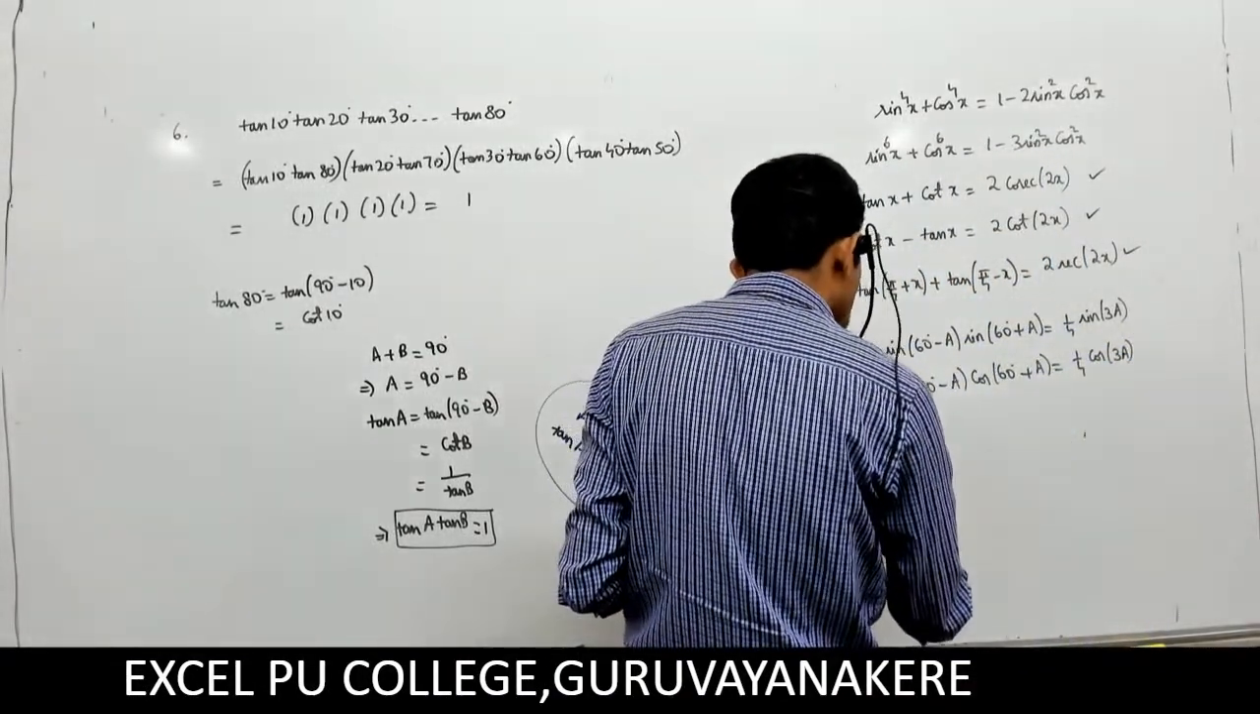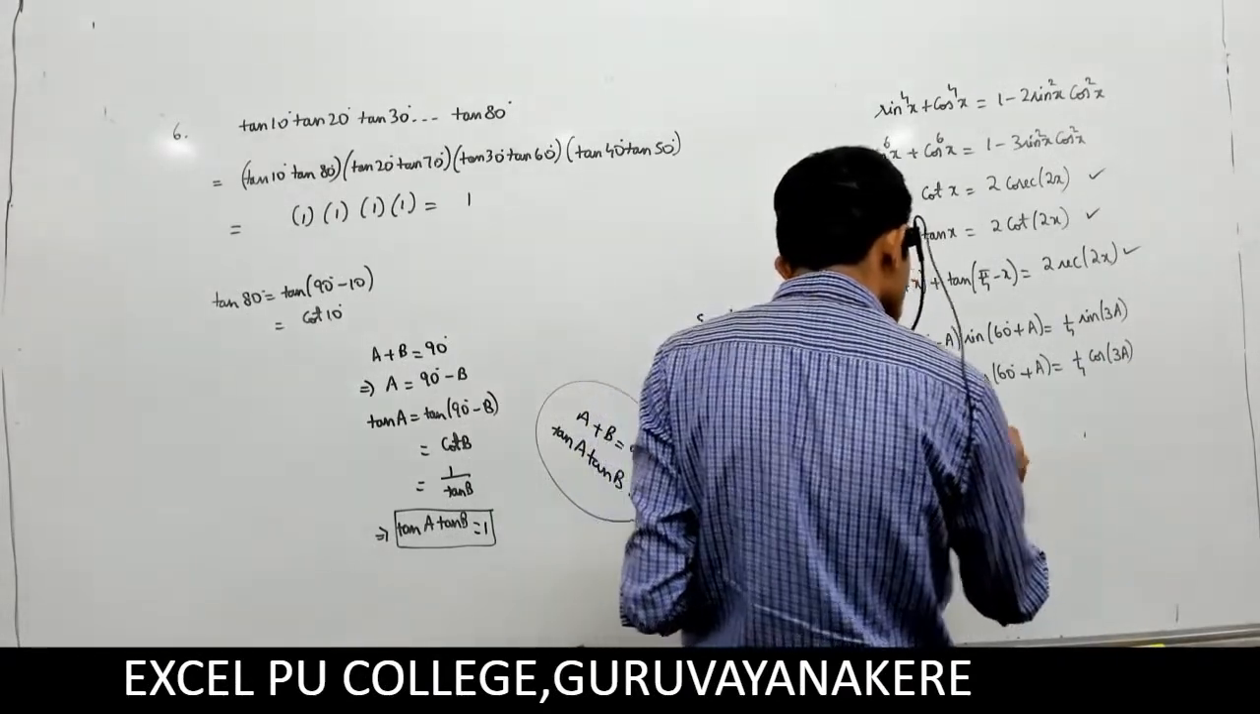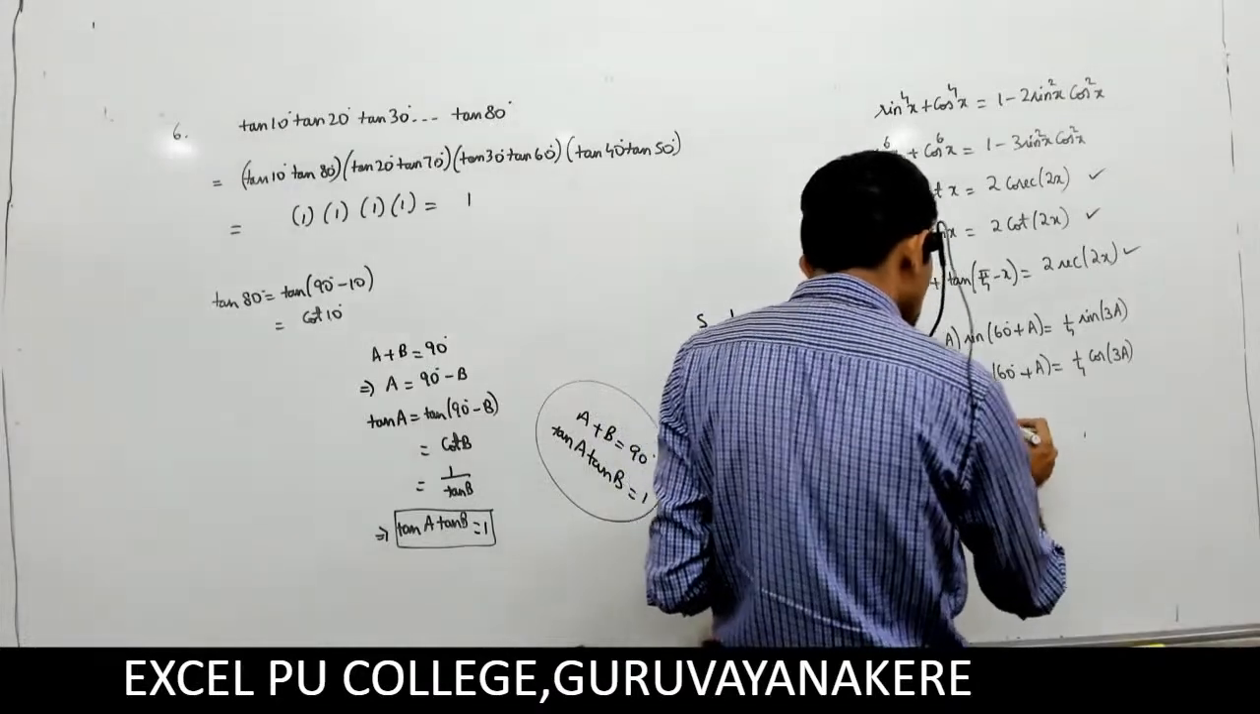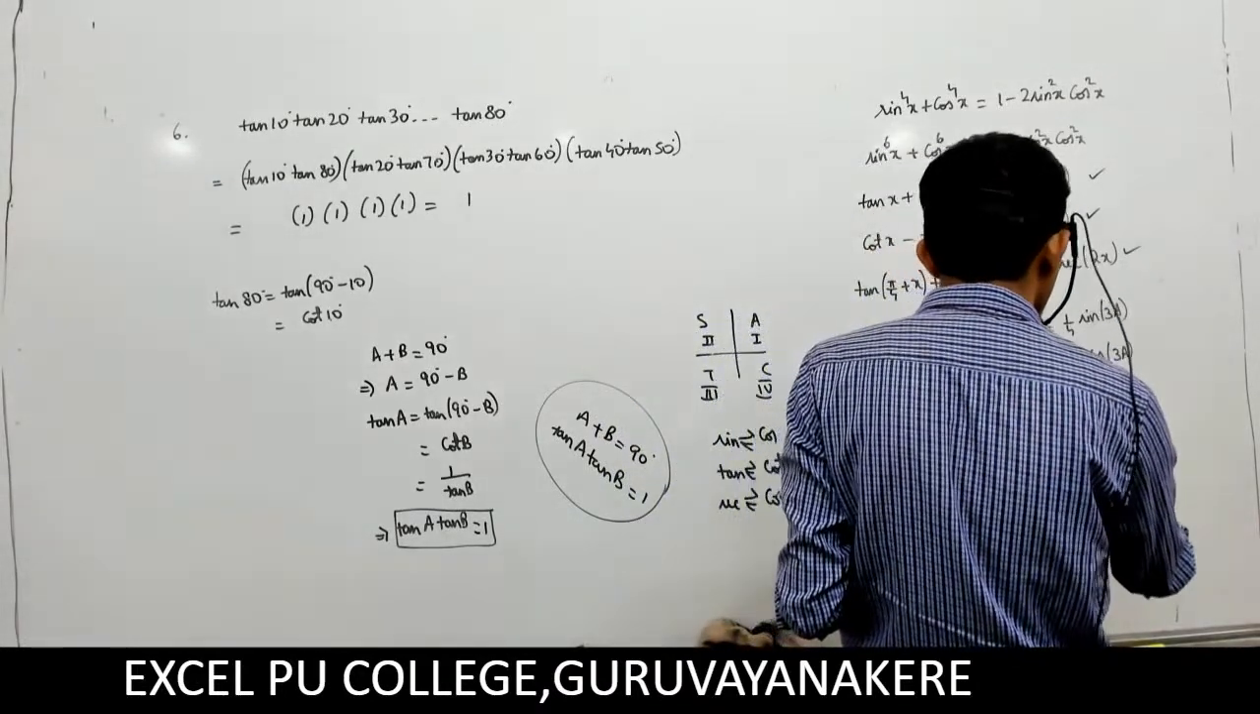Tan A into tan 60 minus A into tan 60 plus A. This is just tan 3A. No 1 by 4 for this. Only tan 3A.